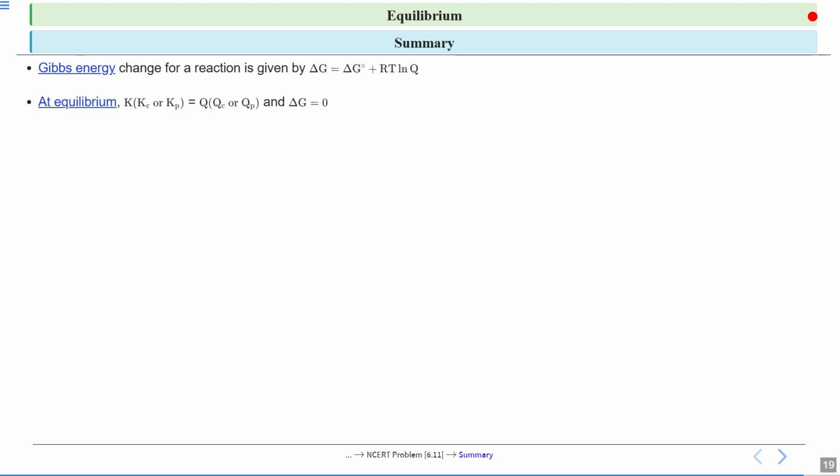Now, if you take this parent equation at equilibrium, then your delta G becomes 0, and Q becomes Kc or Kp, depending upon the situation. Then the equation becomes delta G naught is equal to minus RT ln K. So K can be Kc or Kp both. This is true only at the equilibrium state.